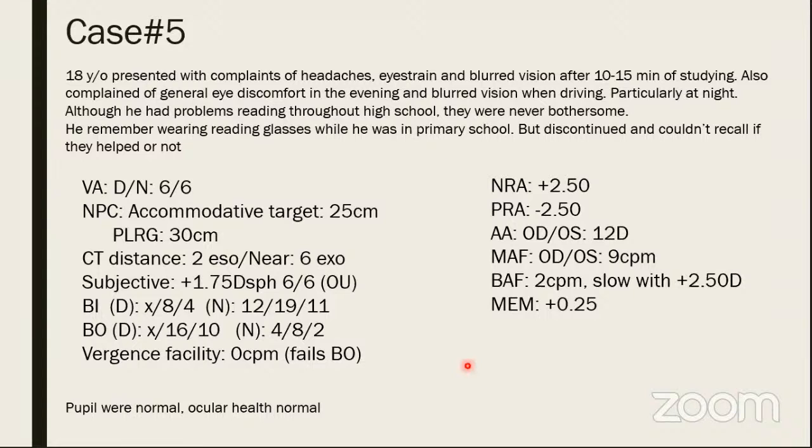Okay, so in that case, the main key concept we have to keep in mind is the patient's symptoms, especially the general eye discomfort in the evening and blurred vision when driving. We have to keep in mind whether the symptoms the patient is having are because of the convergent insufficiency that is present, or because of the uncorrected hyperopia, or both. We have to rule that out.